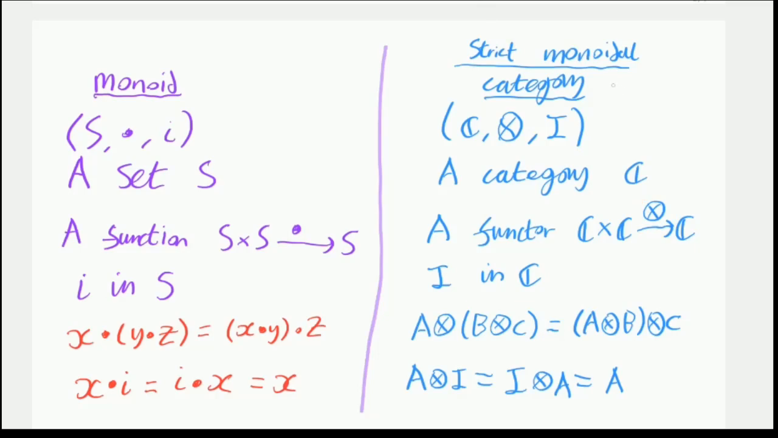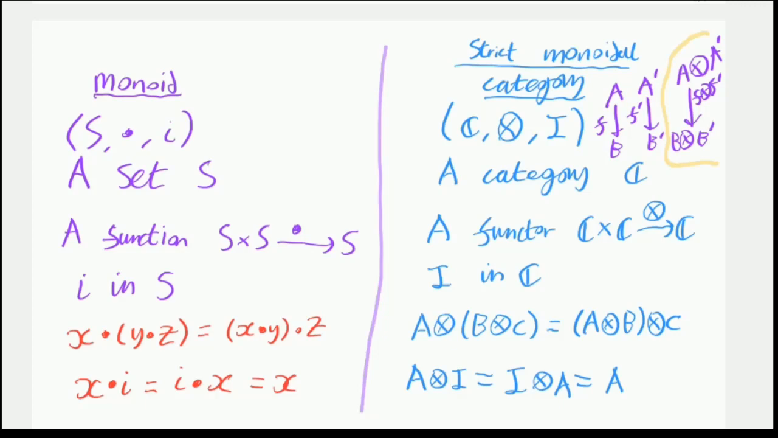If we have an arrow F from A to B, and we have an arrow F dash from A dash to B dash, then we can use our tensor product to give us the arrow F tensor product F dash, which goes from A tensor product A dash to B tensor product B dash. And there we go. That's the basic idea of strict monoidal categories.